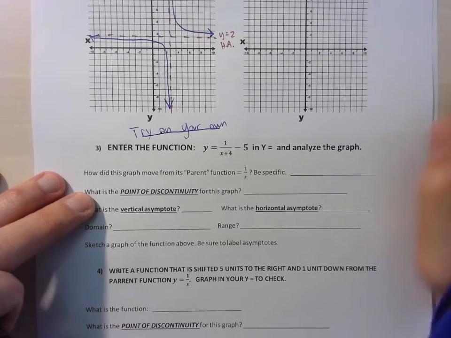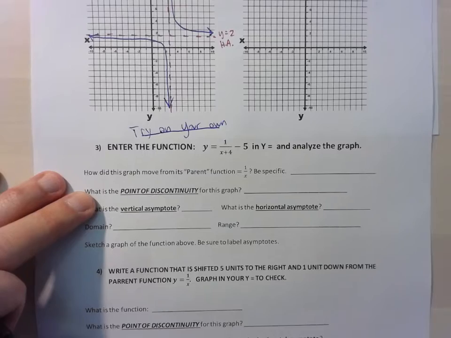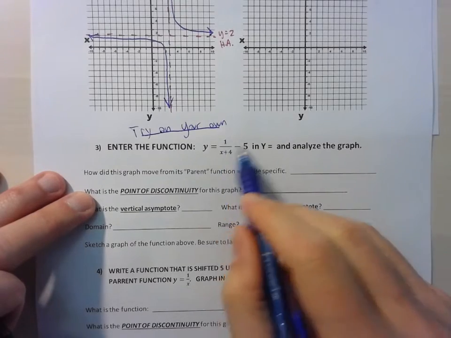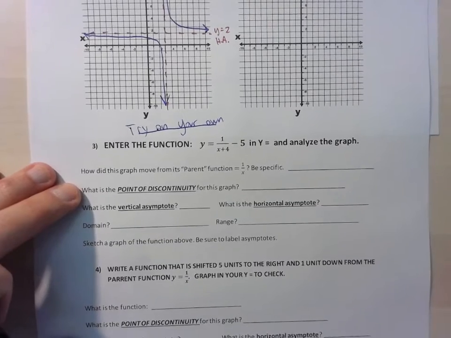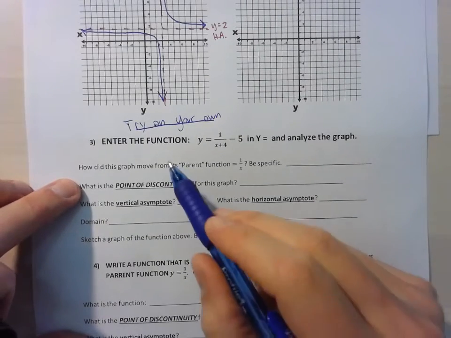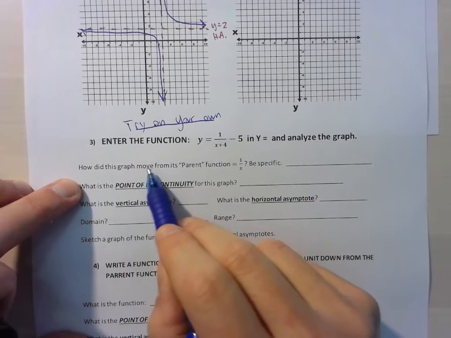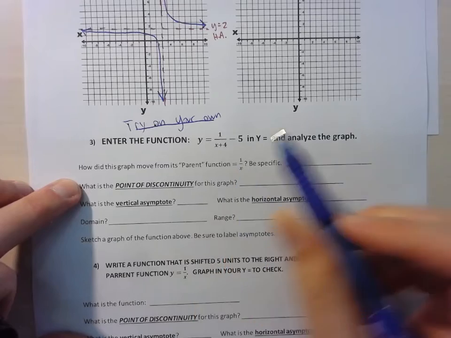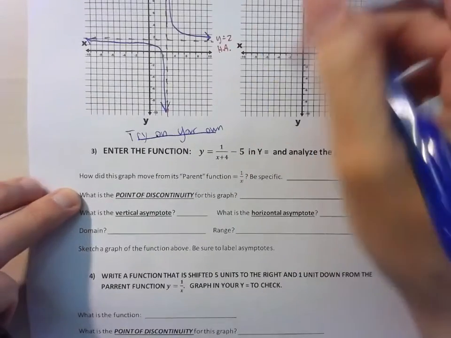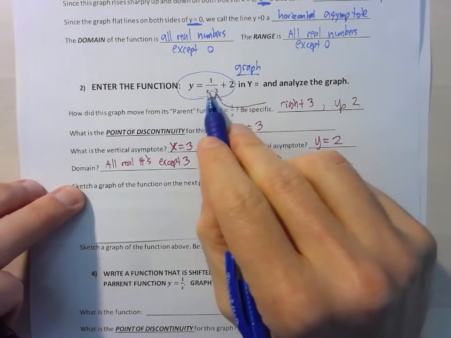All right, have you made an attempt to try it on your own? If not, pause it, graph it in Desmos if it helps, and see if you can answer the questions down here and sketch a graph. All right, hopefully you've had a chance to check it. The question says, how did the graph move from its parent function of 1 divided by x? Well, in the previous problem, it was minus 3, and it went to the right.